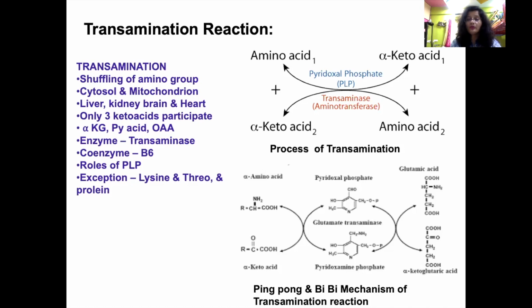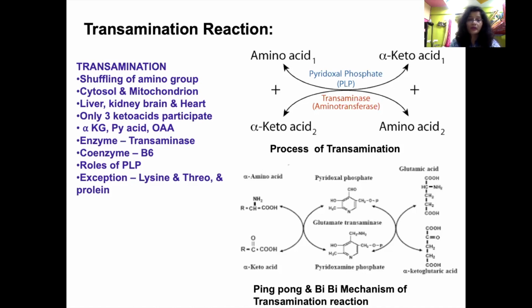Now, not all amino acids undergo the transamination reaction. The exceptions are lysine, threonine, proline, and some books also mention hydroxyproline. So these amino acids cannot undergo the transamination reaction.